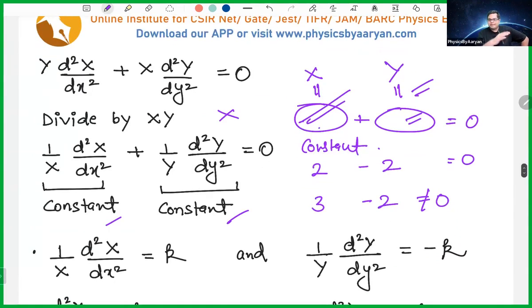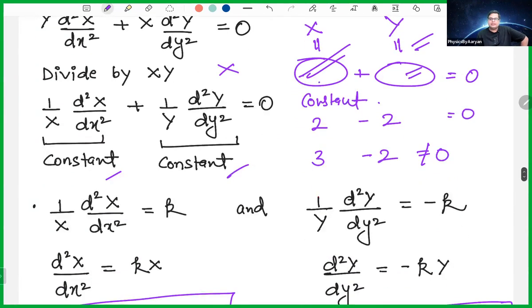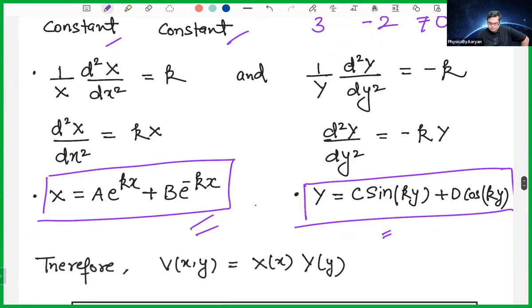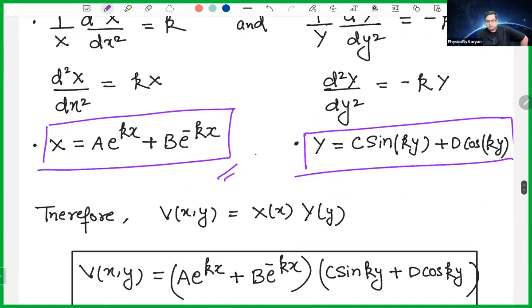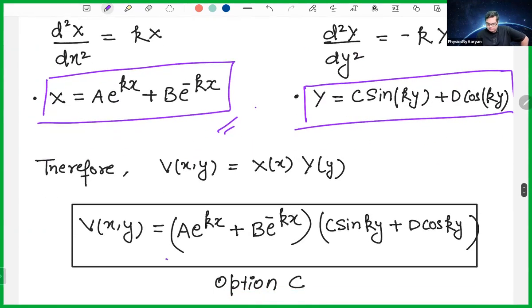So let's call one of them k, another one minus k. I solved both of them. x comes out to be this and y comes out to be this. In the last step, all I have to do is just multiply them. So my final solution is this multiplied by this, and that is exactly my option number C.